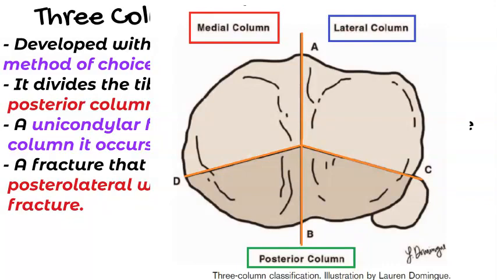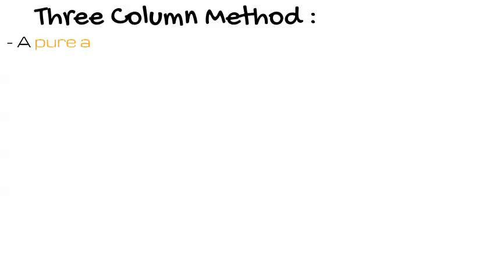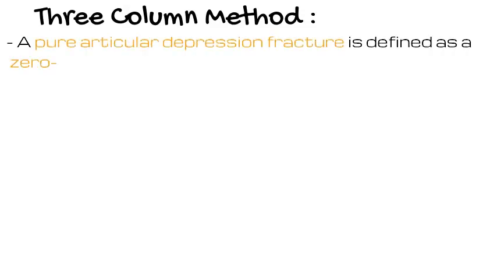This picture illustrates the three-column classification. It can be divided into lateral column, medial column, and posterior column. A pure articular depression fracture is defined as a zero-column fracture.